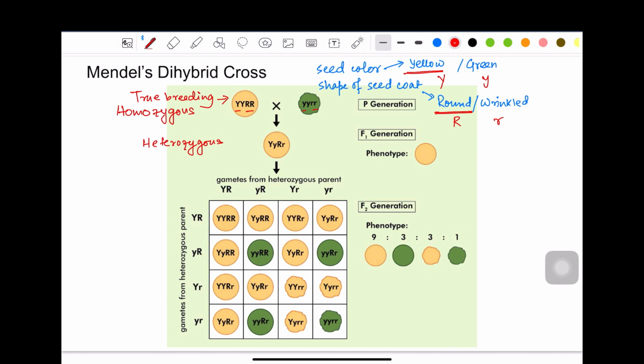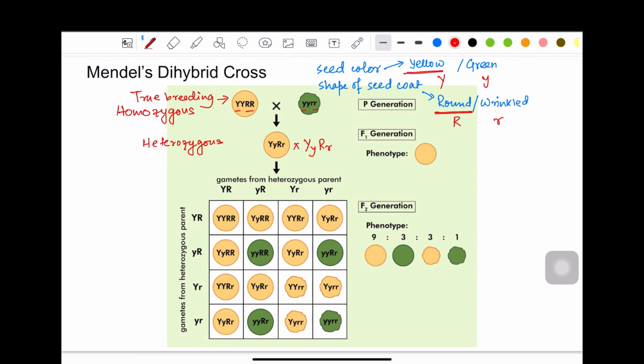Now when these F1 plants were self-crossed, which means crossed with genetically the same type of plant, the F1 generation produces four different types of gametes. That is what was explained by Mendel's law of independent assortment.